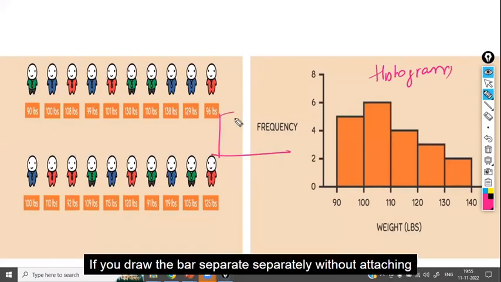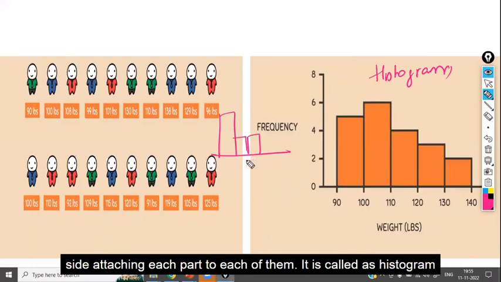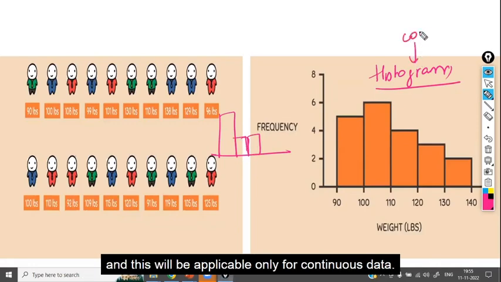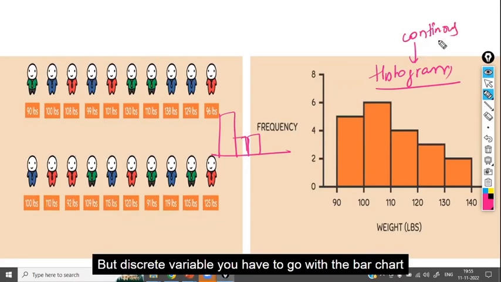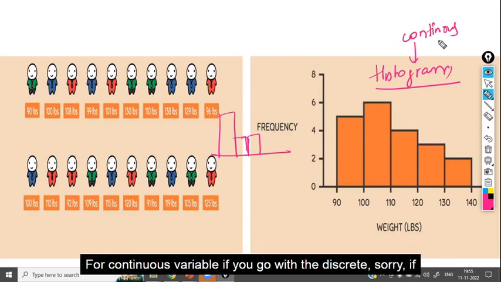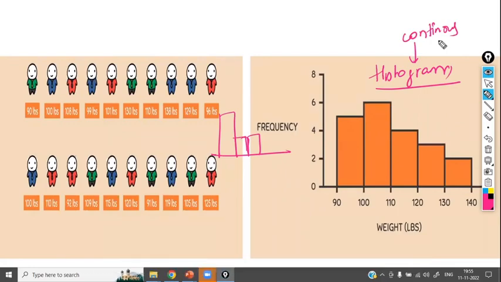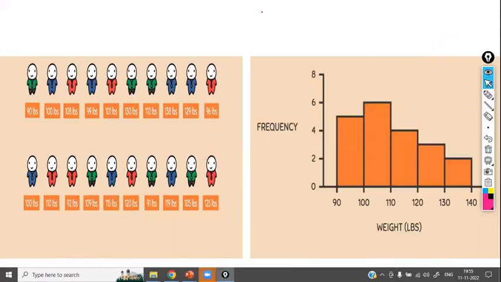If you draw the bars separately without attaching them, it is called a bar chart. If you draw the bars side by side, attaching each bar to the next, it is called a histogram, and this is applicable only for continuous data. For a discrete variable, you have to go with the bar chart. For a continuous variable, you have to go with the histogram. For a continuous variable, if you go with the bar chart, you can't analyze anything.